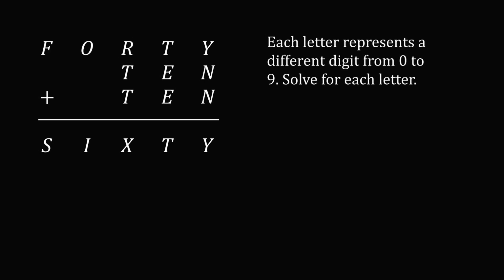Puzzle 6. Here's a legendary puzzle. We have a sum written with letters instead of digits. The problem reads, FORTY plus TEN plus TEN is equal to SIXTY. And it's a magical thing that this is a true equation. Each letter represents a different digit from 0 to 9. Solve for each letter. I thank Jordan Goff for the suggestion.